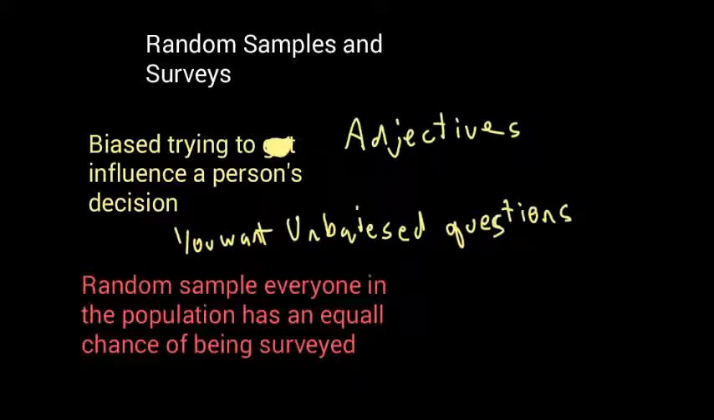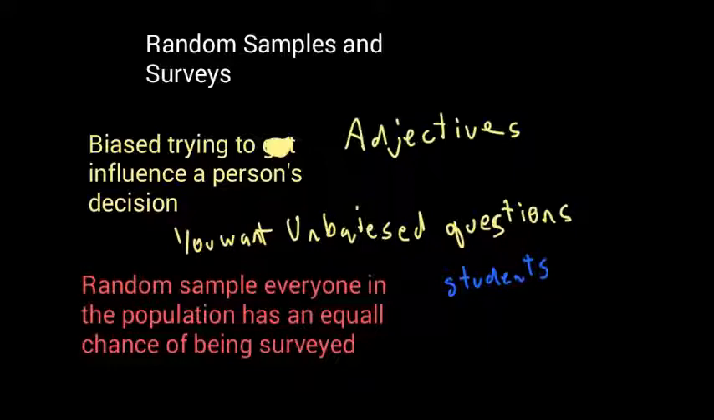Alright, the next is a random sample, and that means everyone in the population has an equal chance of being surveyed. So first you have to define your population. So say my question was, should we have more live lessons each week? Well, if all I'm going to survey are my students, that's not going to be a random survey because that affects more than just the students.